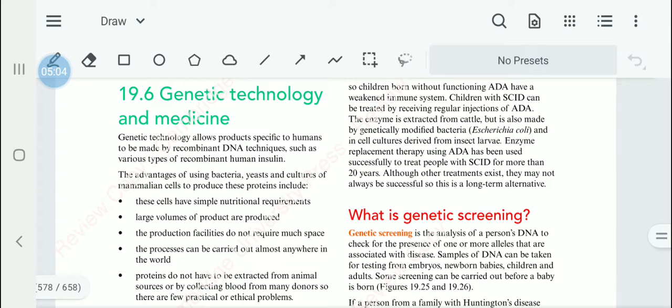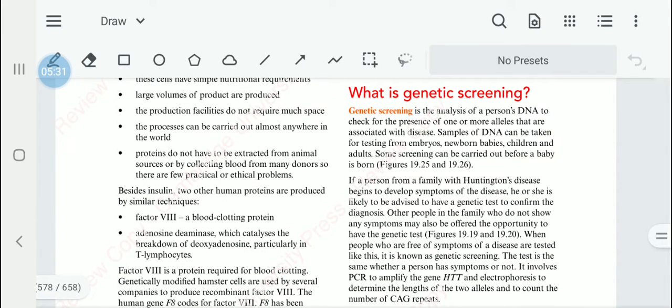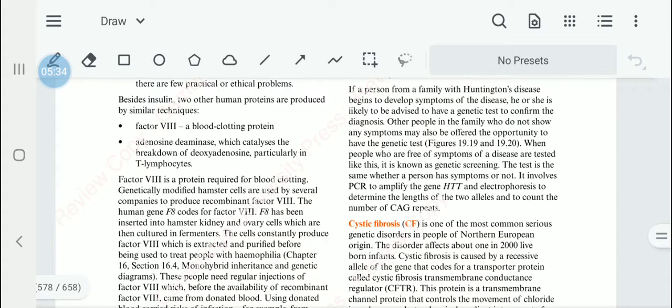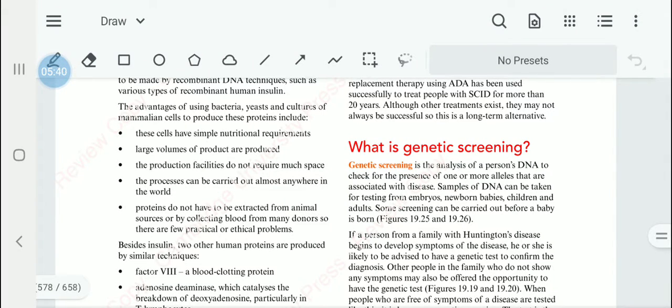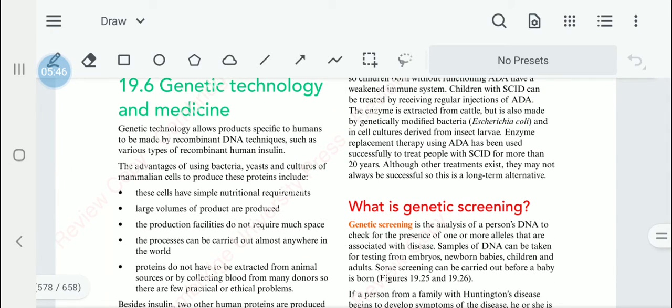Write down a note on this before we move on to the other part. Genetic technology and medicine. Genetic technology allows humans to use recombinant DNA techniques to produce different products such as insulin, factor 8, and adenosine deaminase, which are required for disease treatment.